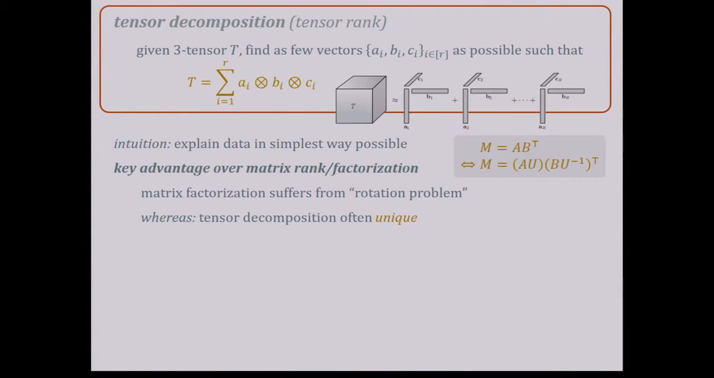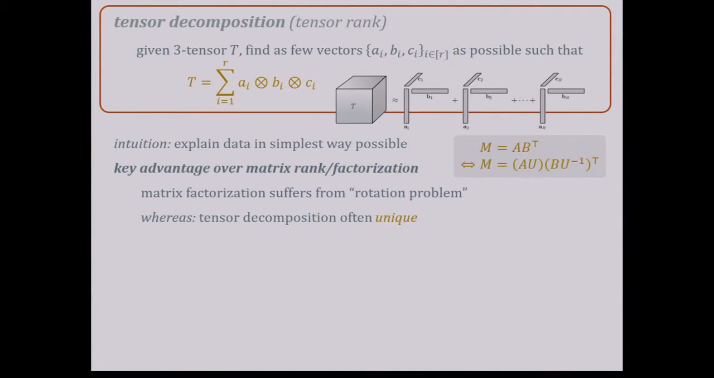That means matrix factorizations are very non-unique. In contrast, tensor decompositions are often unique. This is very important in applications of tensor decomposition, because if your idea is to use this decomposition to explain the data in the simplest way, you hope that this explanation has something to do with some truth that you're trying to find.